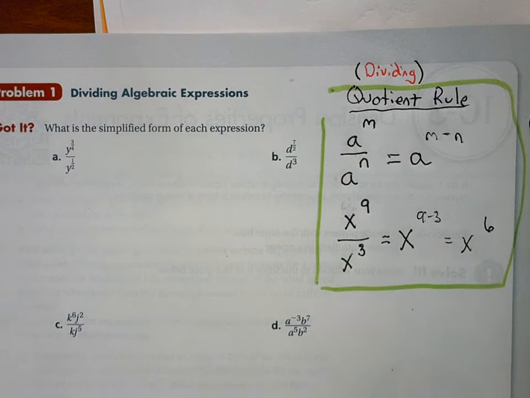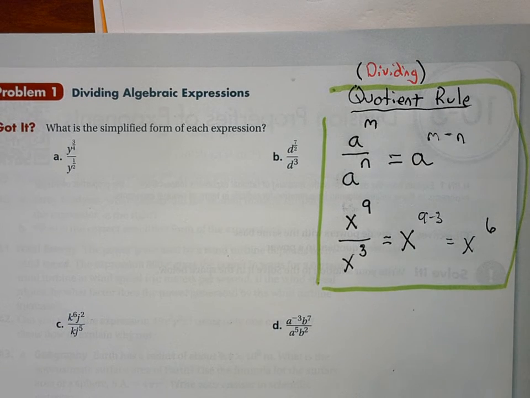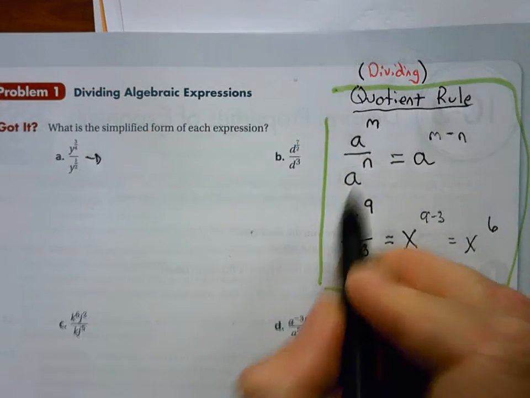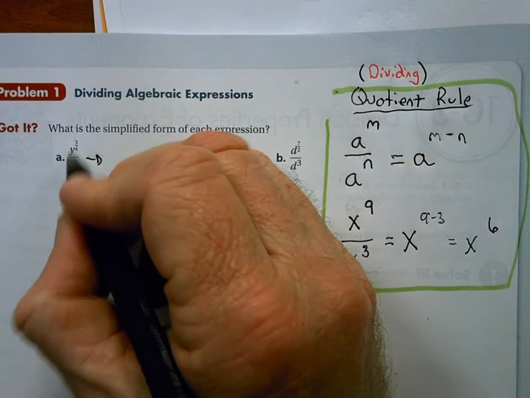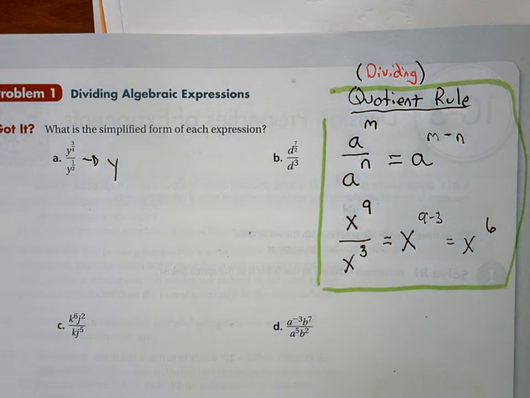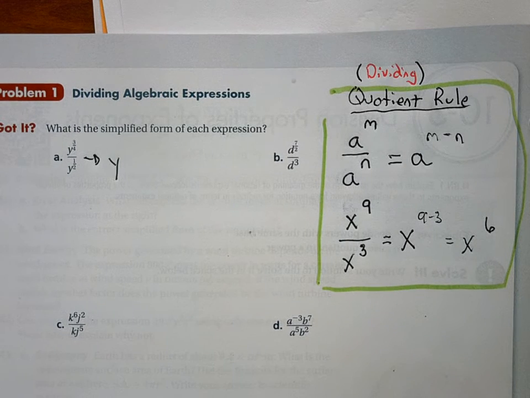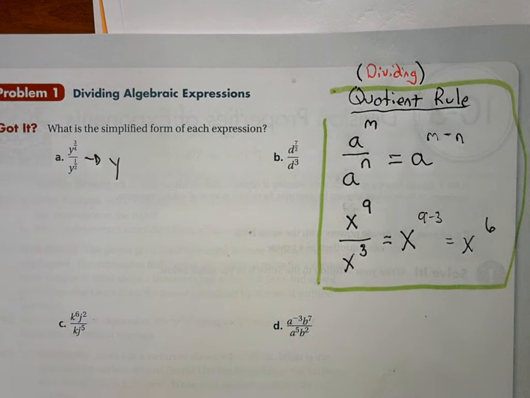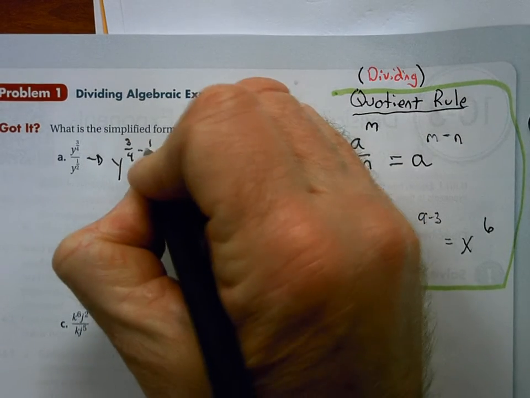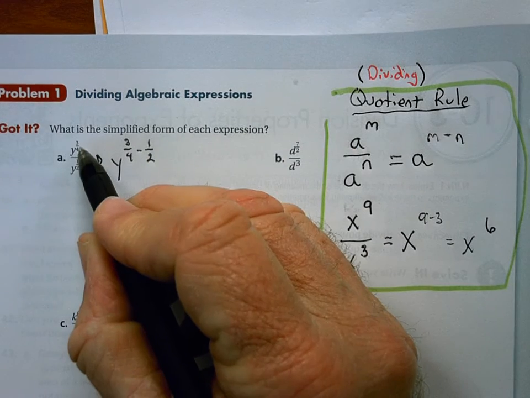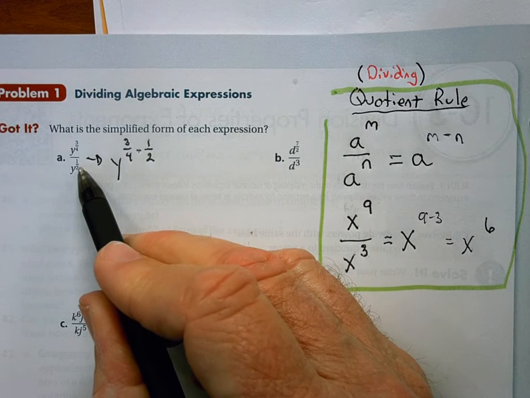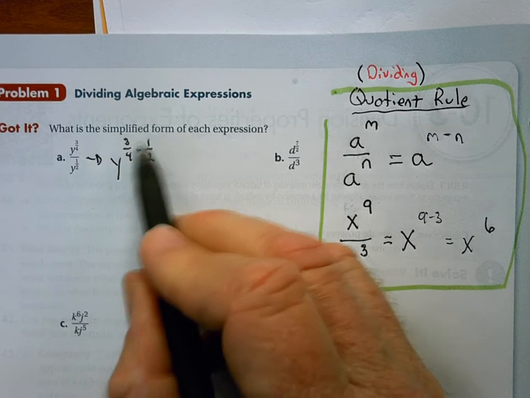So to simplify y to the 3/4 power divided by y to the 1/2 power, you're going to apply the quotient rule. The quotient rule says leave the bases as they are. So if the base is y, your base is going to be y, and then what do you do with the exponents? You subtract them. Okay? So you're going to go 3/4 minus 1/2. And notice it's always the numerator's exponent minus the denominator exponent. Okay? And then you would have to work this out.